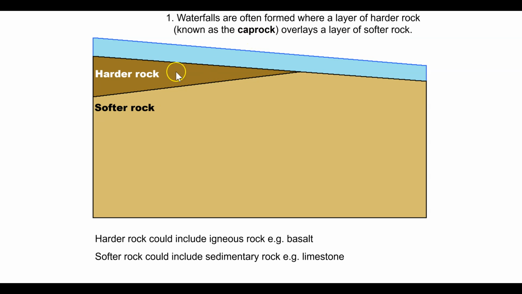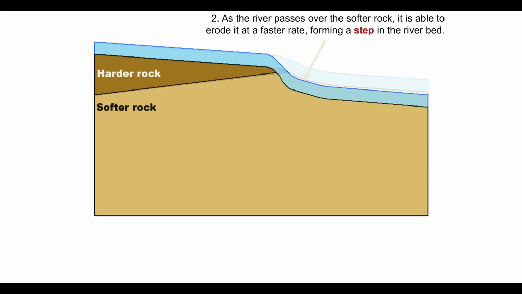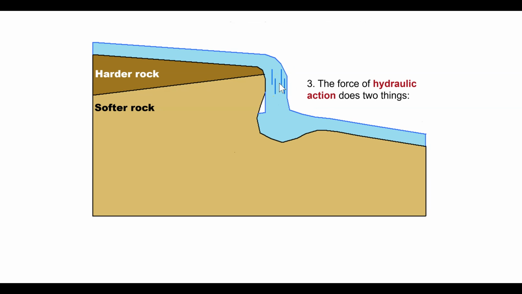Just one final thing to note here, the harder rock on the top is known as the cap rock. Now, what then happens is that the softer rock gets eroded a little bit more, forming a step, and you can figure out no problem what's going to be happening next, can't you? The step grows and gets bigger over time, and you get to the point where you're going to be getting this vertical drop. And this is the beginning of the formation of the waterfall.